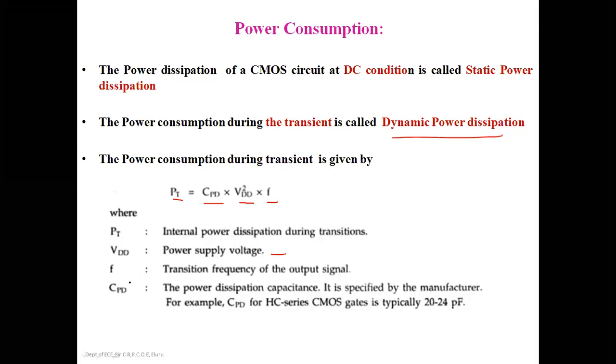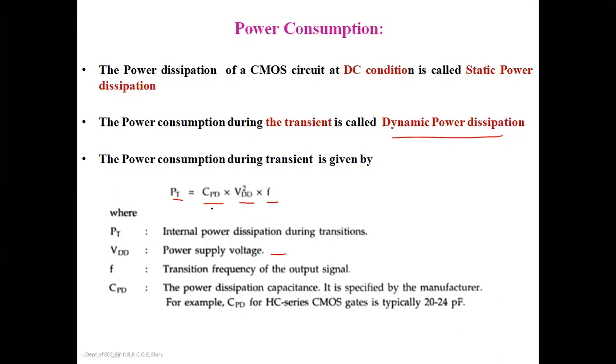And the next one is the transition frequency of the output signal. This F specifies the number of power-consuming output transitions per second. That will be divided by 2 in practical cases, because there are transitions from low to high and from high to low. So F is the transition frequency of the output signal.